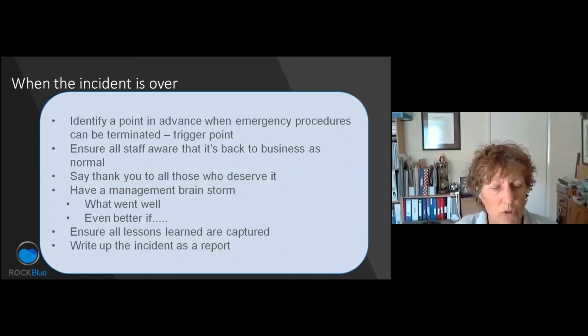That report could gain you future funding if you show that you were in control and managed it to the best of your ability. It's a really vital document. And don't forget to say thank you to everyone who went above and beyond, because I'm sure there will be some.